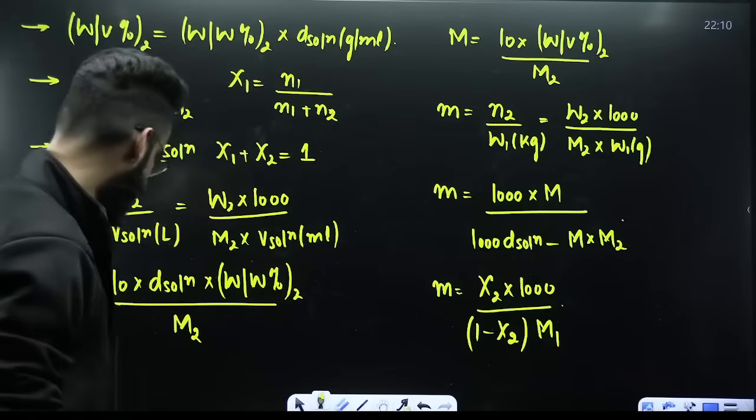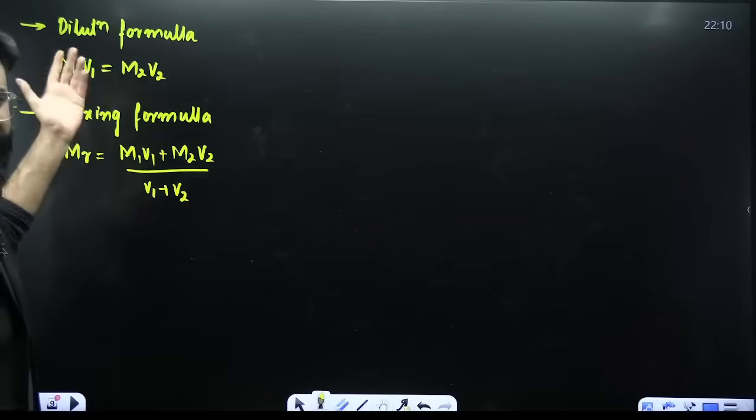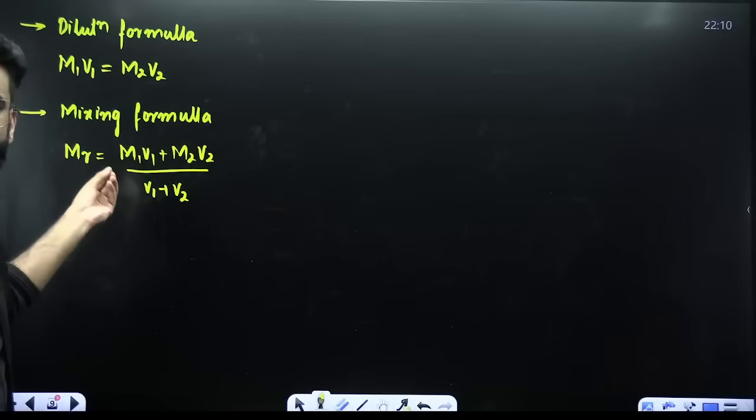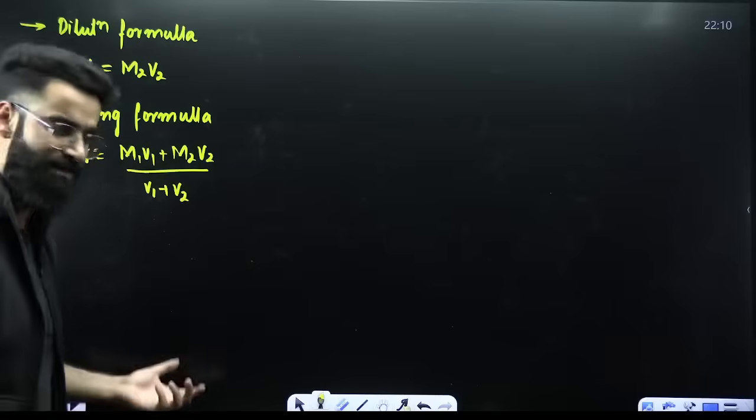I believe it's clear. Coming to the chapter, there is one more dilution formula, you know it, M1V1 is equal to M2V2, or the mixing formula: molarity of the resulting solution is equal to M1V1 plus M2V2 divided by V1 plus V2, when you have got non-reacting solutions.